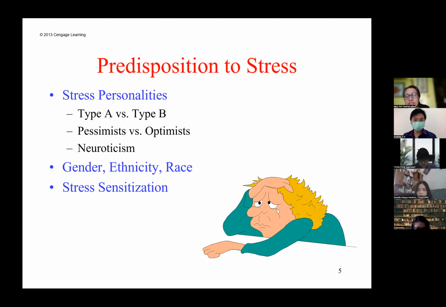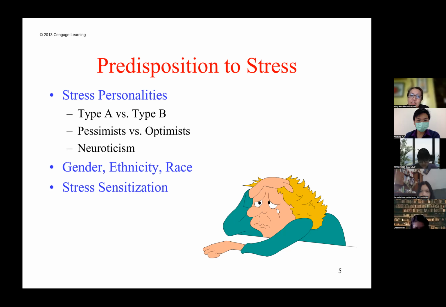So that's a study that would show that truly there can be differences in terms of gender, being a female and being a male, and in terms of ethnicity, when it comes to dealing with stress. Some races, for example, Asians, are better in terms of coping with stress because they are accordingly more resilient as compared to their Western counterparts.